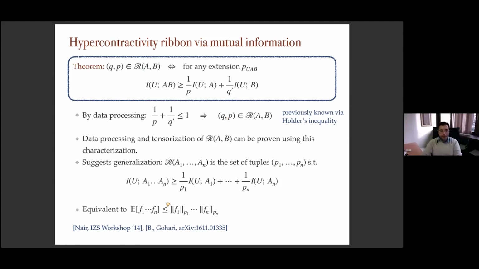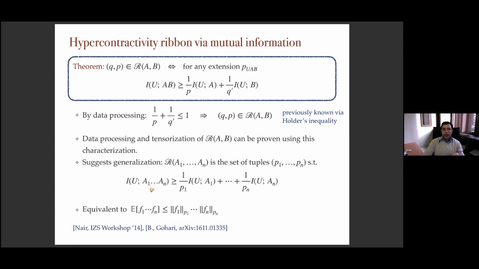Well, the point is that in the bipartite case, we have A and B, so we can pick one of them as the input space and the other one as the output. But for the n-partite case, it's hard to tell which one is input and which one is output and so on. That's why you don't see any dual version here.